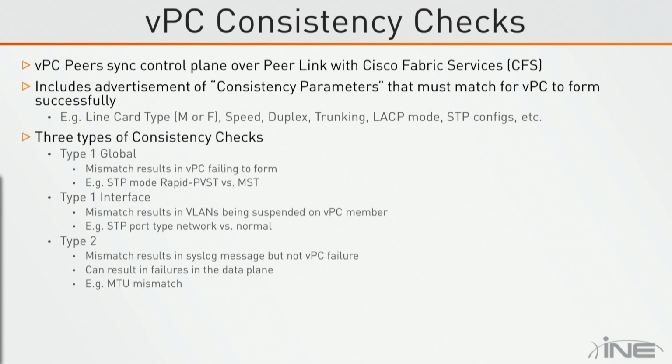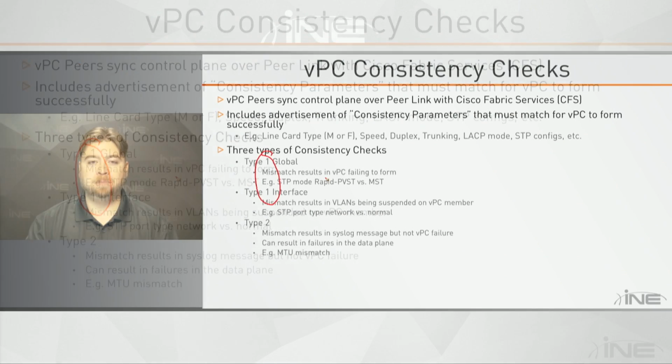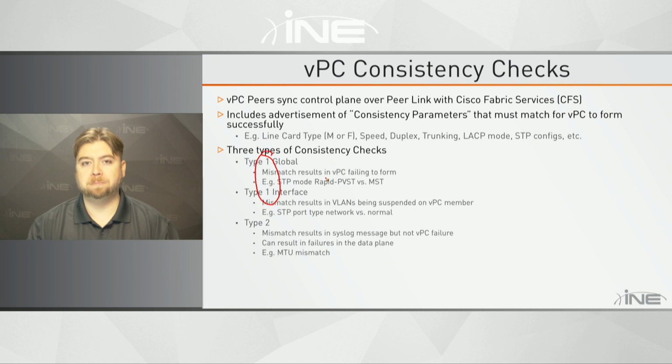There's a type 1 global, a type 1 interface, and a type 2 check. Now, the main difference between them is that the type 1 checks would cause the VPC to fail if it is mismatched between the two peers. Okay, so these are basically catastrophic errors, like if I'm running multiple spanning tree and you're running rapid spanning tree, we can't do active-active forwarding together because we might not have the same view of the underlying topology.